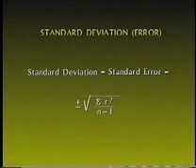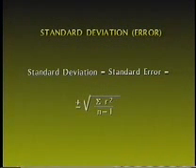To accurately determine the precision of the data, we must next determine the standard deviation, or standard error as it's sometimes called, for our measurement data. Here is the formula for calculating the standard deviation. The standard deviation, or error, equals plus or minus the square root of the sum of the residuals squared divided by the number of measurements minus 1.